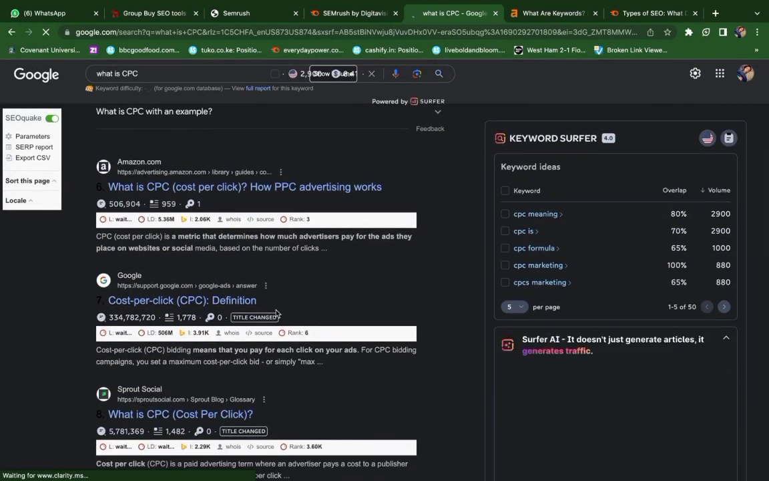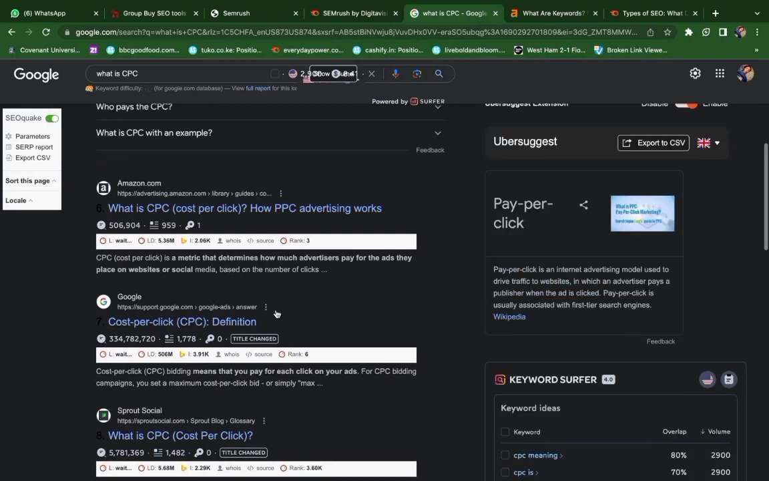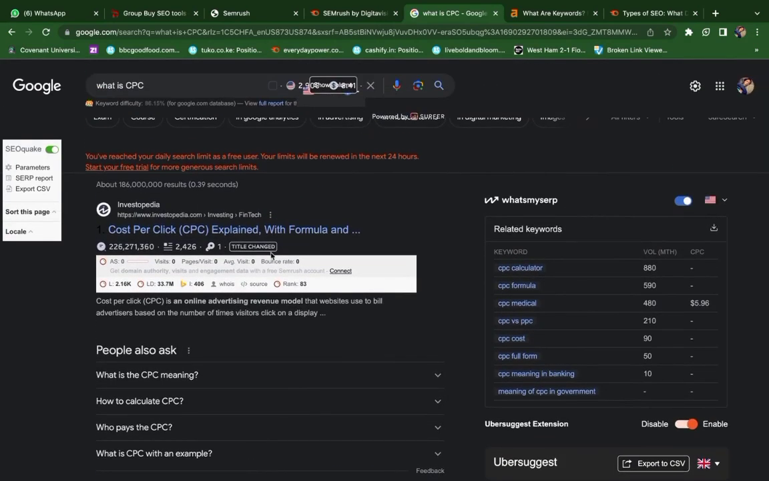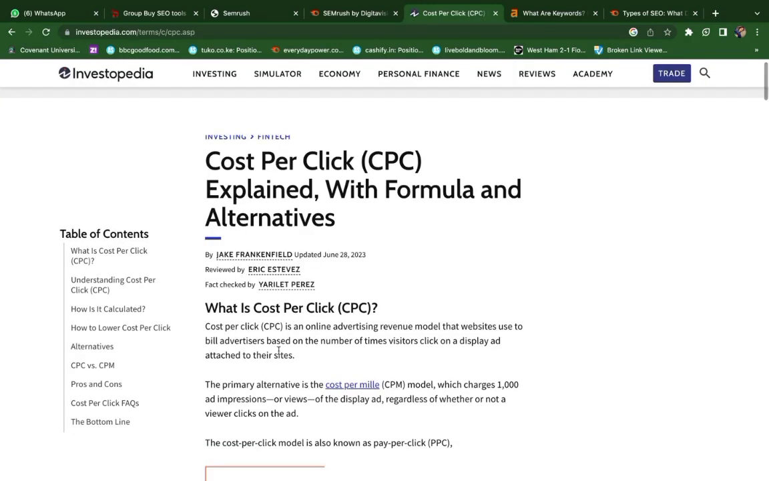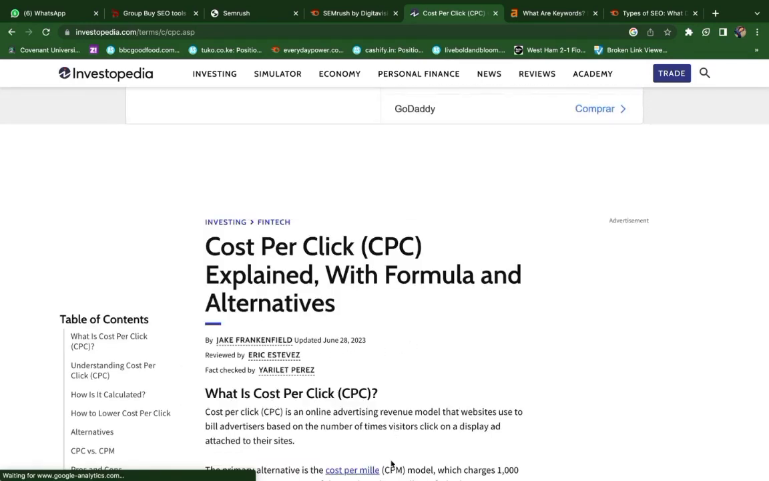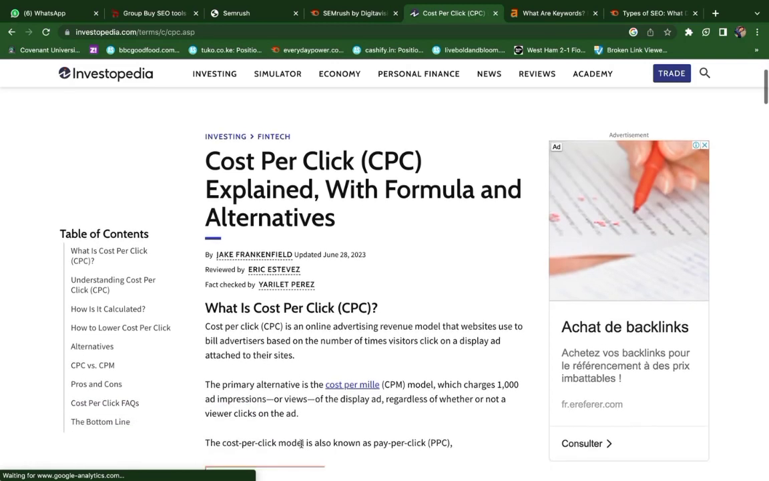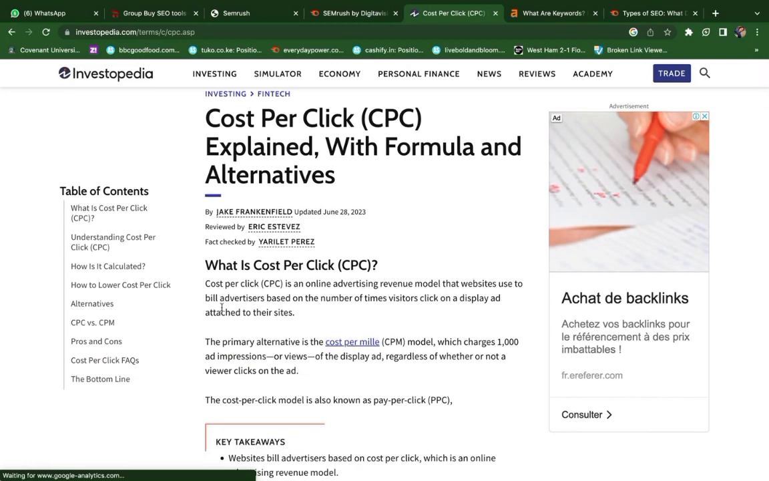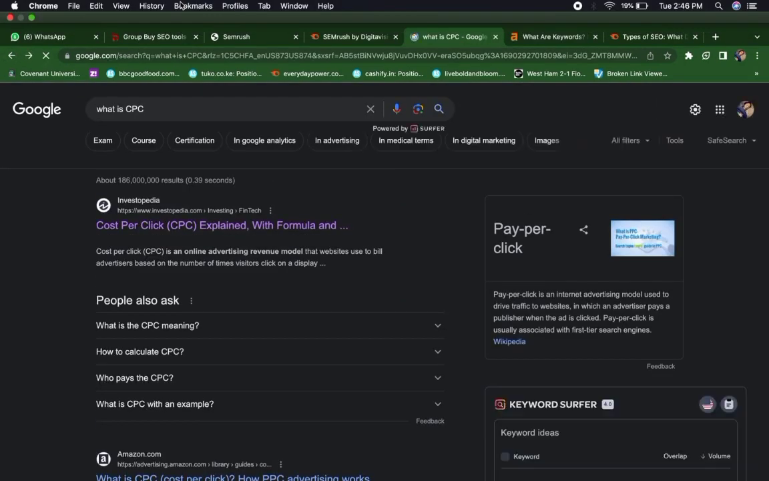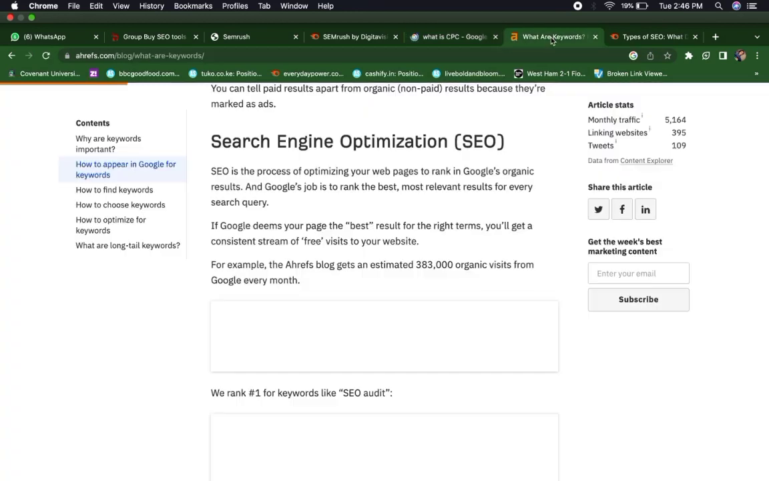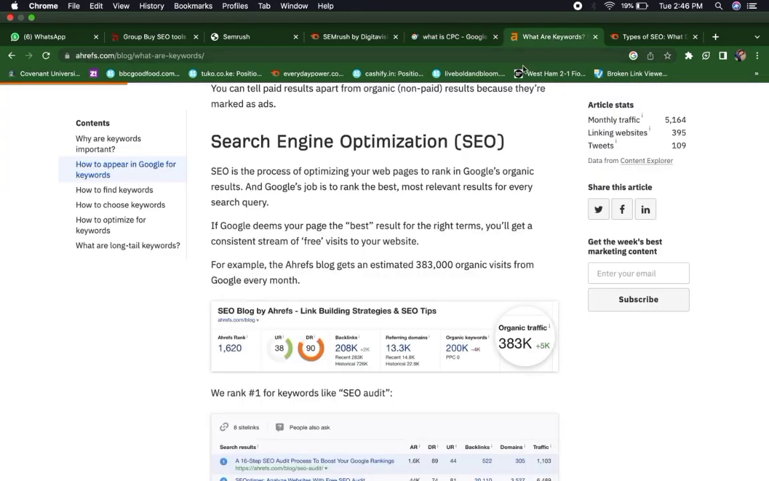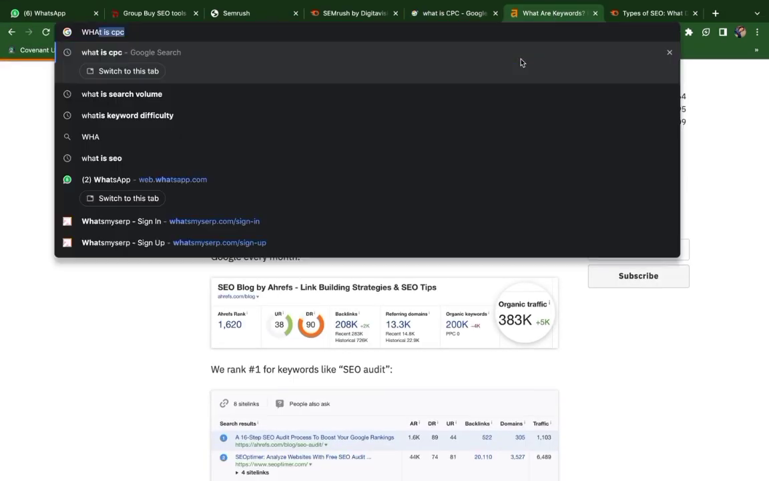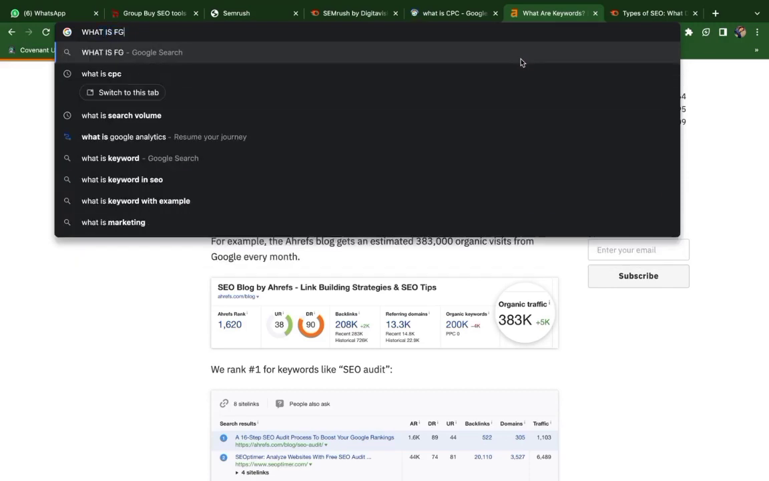So what is CPC? CPC is called cost per click. It is the amount that advertisers are willing to bid for a particular keyword. It's solely between publishers and advertisers. This is an online advertising revenue model that websites use to bill advertisers based on the number of times that a visitor clicks on the ads. Google AdSense uses CPC.